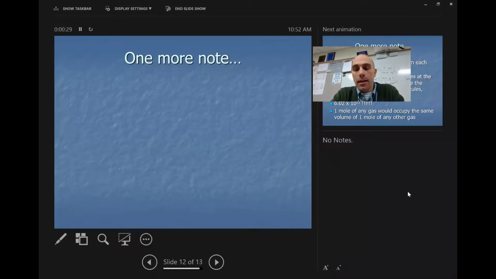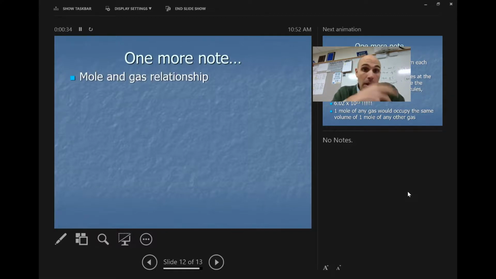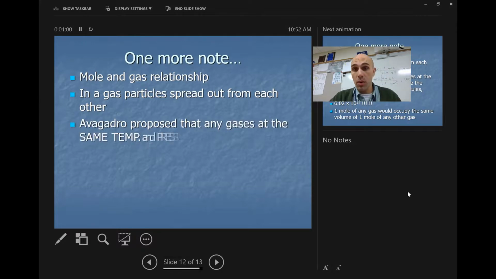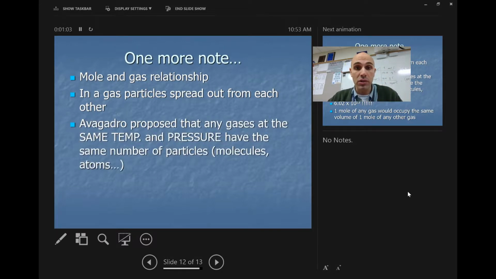And we are back with 2 more slides and 1 more note. So one more thing. We've talked about grams. However, our friend Amadeo Avogadro, he proposed this relationship, and it's a mole to gas relationship, okay? In a gas, particles, as you remember, they spread out as far as they can. They try and get as far away as possible. So Avogadro proposed that any gas at the same temperature and pressure, those gases will have the same number of particles or molecules or atoms.